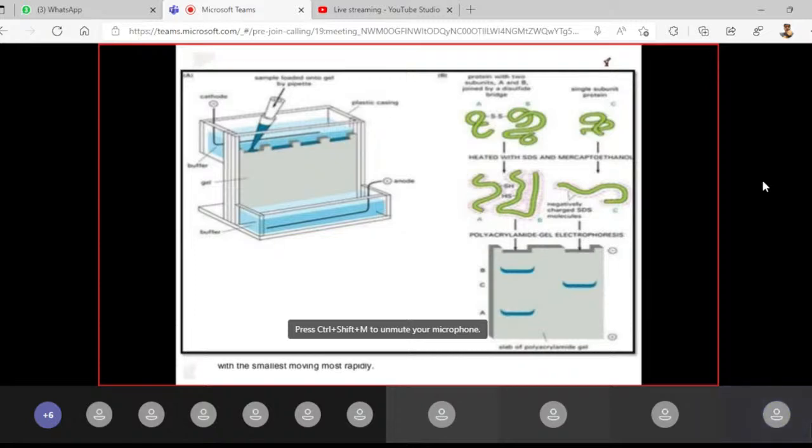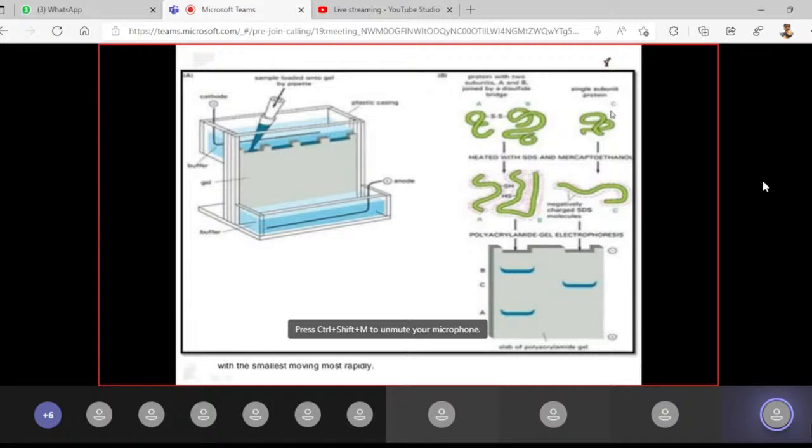No SDS, no mercaptoethanol. So how many bands will you get for this protein which has 2 subunits? Only one band, only one. Why? Because it's not getting denatured and the polypeptide chain can't be cut. Yes, very good. So as a whole, it will run native. It will run in the native conformation. That's why we call it native page.